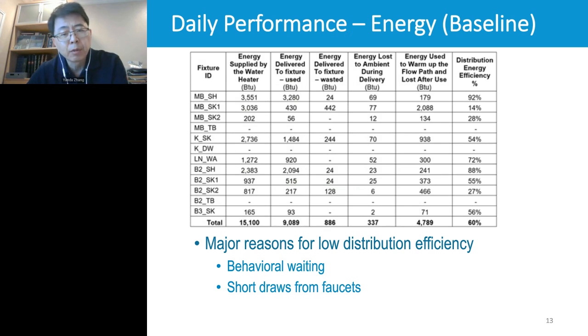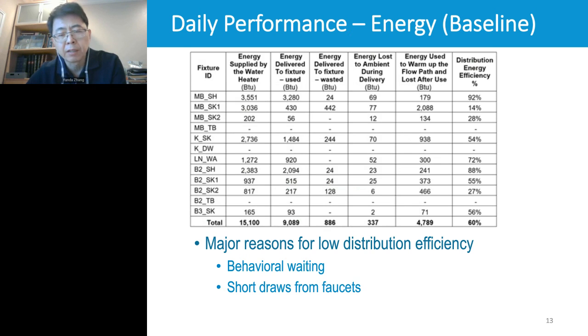obtain detailed performance. You can see it for individual fixtures, from the top: the fixture, we have MBSH, that stands for master bath shower, and then master bath sink 1, and then sink 2, and so on, right? We can also look at the different energy components during the delivery process. If you look at the second column, the title says energy supplied by the water heater to the fixture. The third column shows energy delivered to the fixture and used. And then we have energy delivered but wasted. And then we have two energy components showing how the energy is dissipated into the ambient.